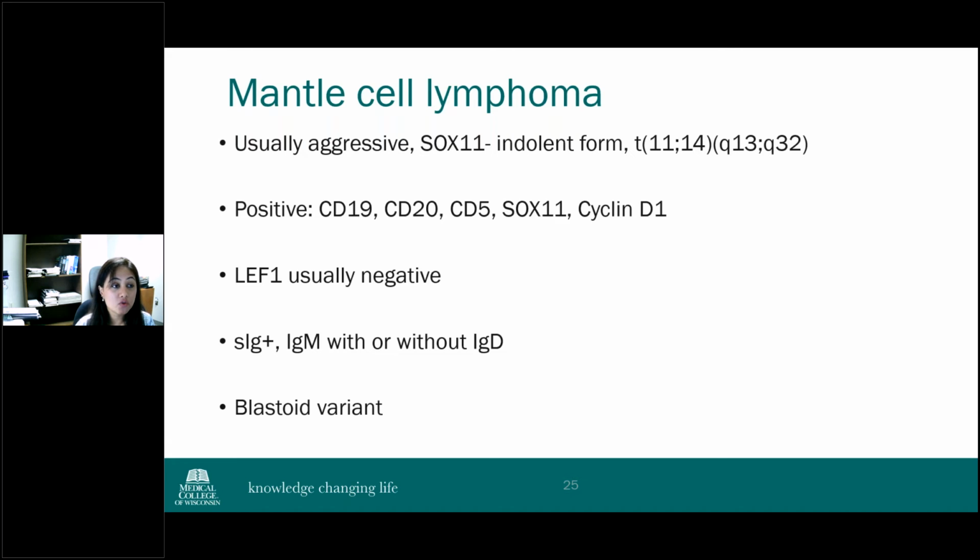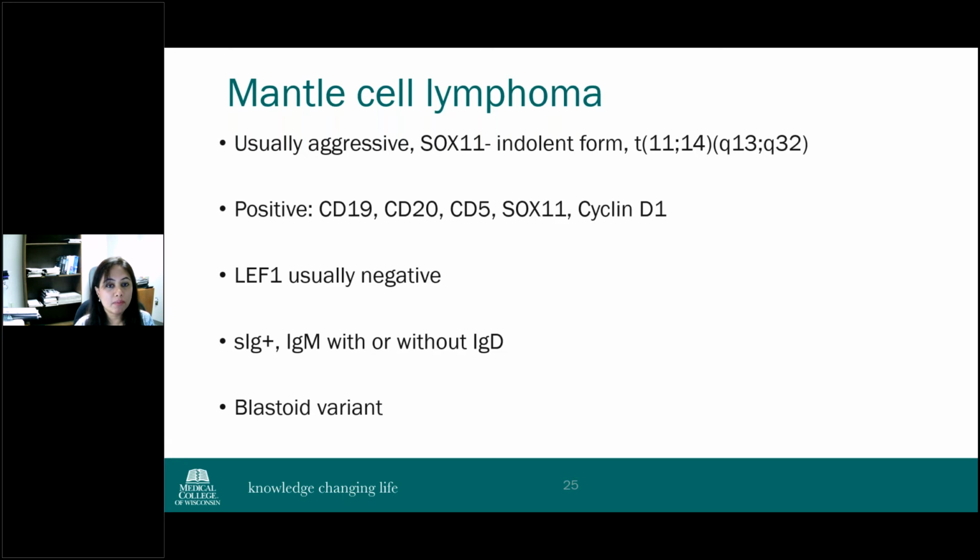Now, mantle cell lymphomas are usually aggressive. However, it is important to remember that there is an indolent form of mantle cell lymphoma, which is usually characterized by SOX11 negativity. There is a translocation associated with mantle cell lymphomas, which is t(11;14). These lymphomas are usually positive for CD19, CD20, CD5, SOX11, and cyclin D1. Again, LEF1 is a good stain to distinguish this from CLL because it is usually negative in mantle cell lymphomas. They are usually surface IgG positive and can have IgM with or without IgD.